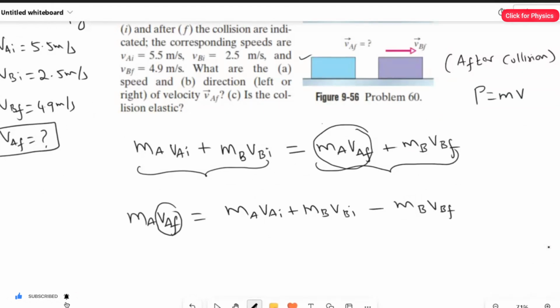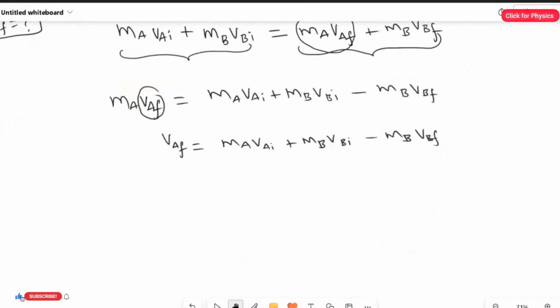So I have to move this MA to the right-hand side of this equation. By that, the equation again is remodified as VAF equal to MA VAI plus MB VBI minus MB VBF, divided by MA.